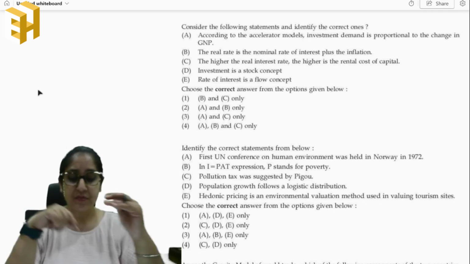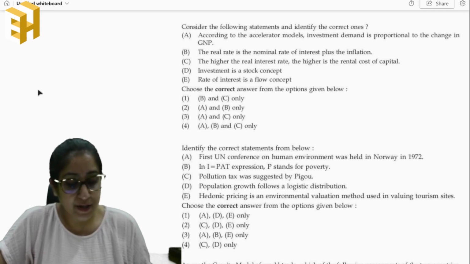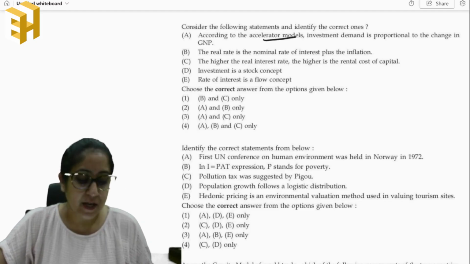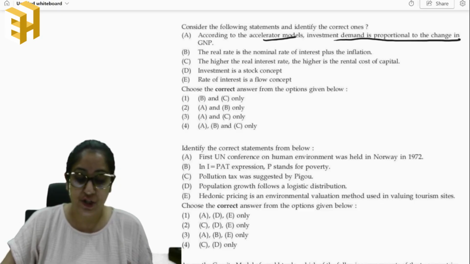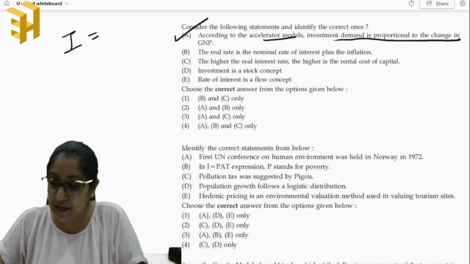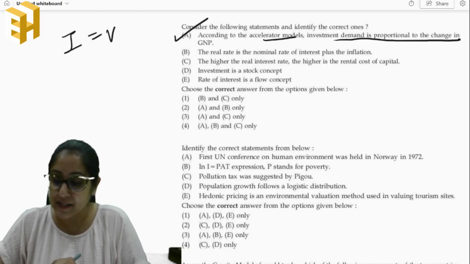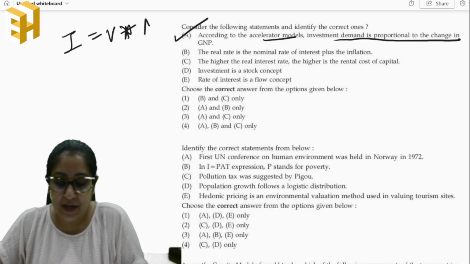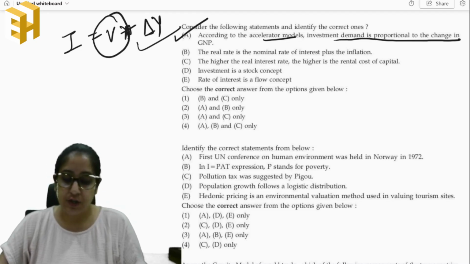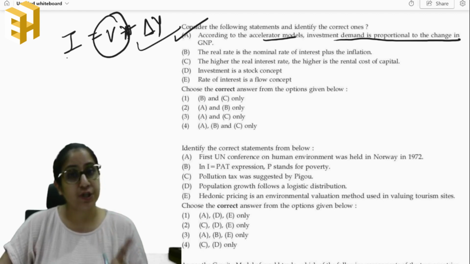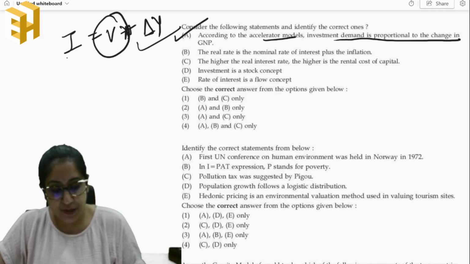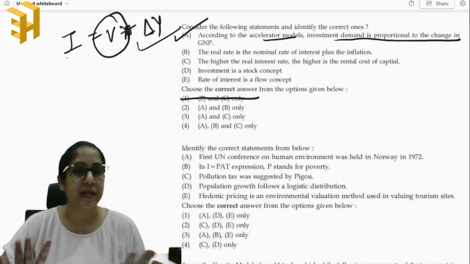So let's begin. Now, this question: consider the following statements and identify the correct ones. According to Accelerator models, investment demand is proportional to the change in GNP. Yes, this statement is true. So formula is like investment is equal to accelerator variable multiplied by the change in income. So it is directly proportional to the change in income. Investment is directly proportional to the change in income. That's what your accelerator basically states. So A is right. So with this, we can just strike out option 1 because A is not there.